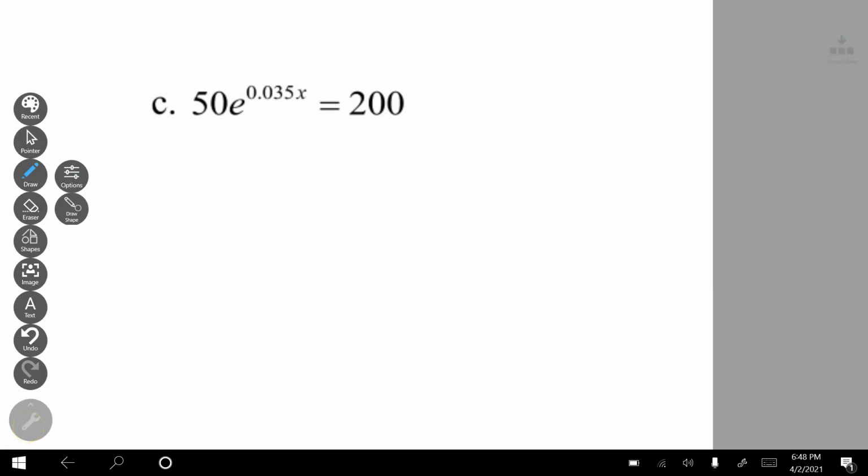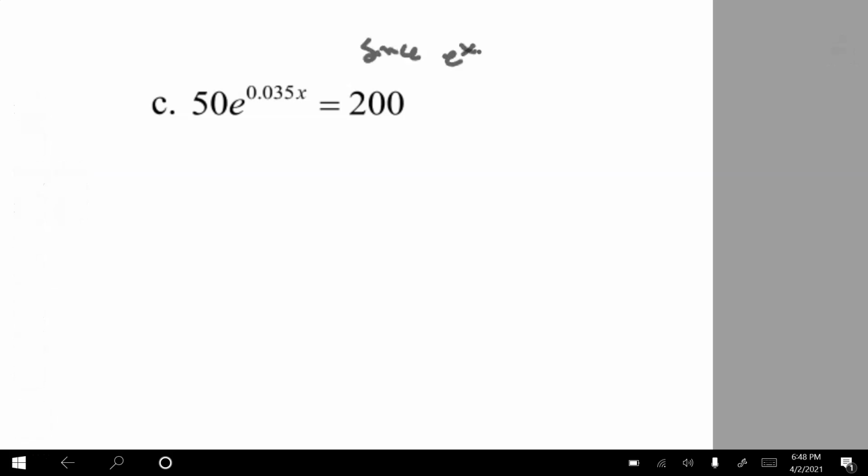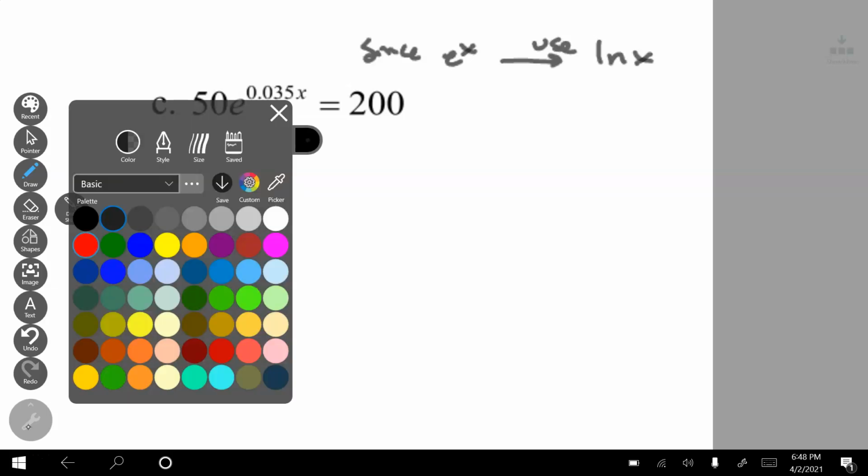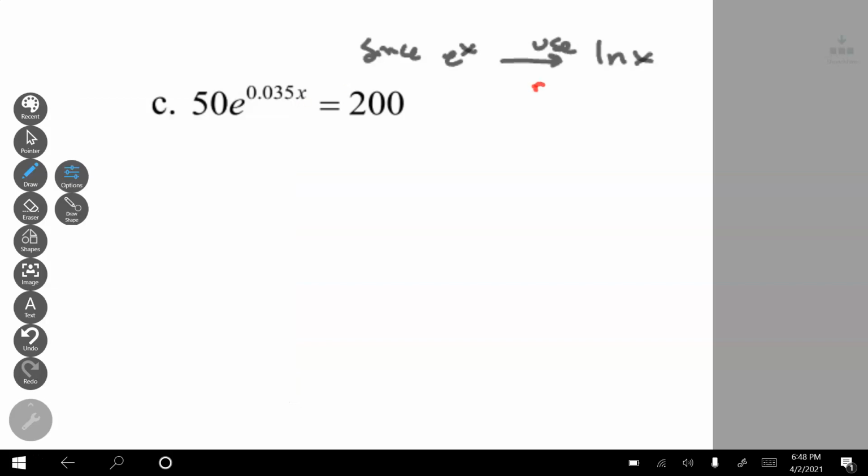It is an exponential. My variable x is in my exponent, so I'm going to use logarithms. But since I see an e to the x, I'm going to use my ln key because they are inverses, so they undo each other. So I am going to get rid of this 50 because I want to isolate that exponential, so I have e to the 0.035x is equal to 4.